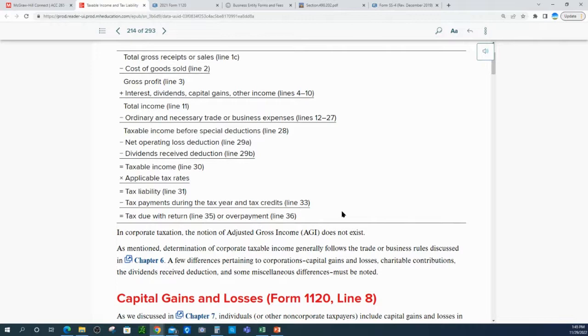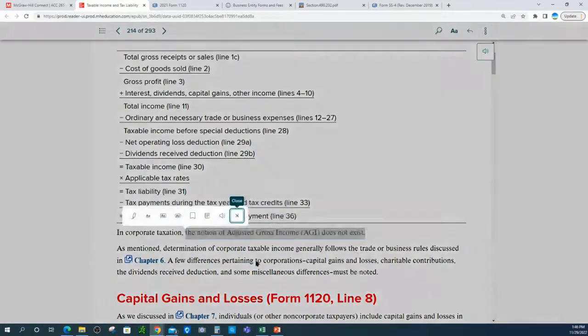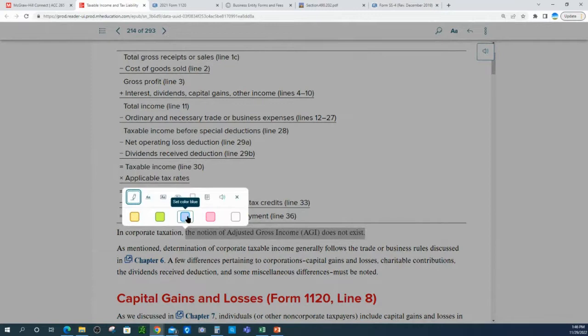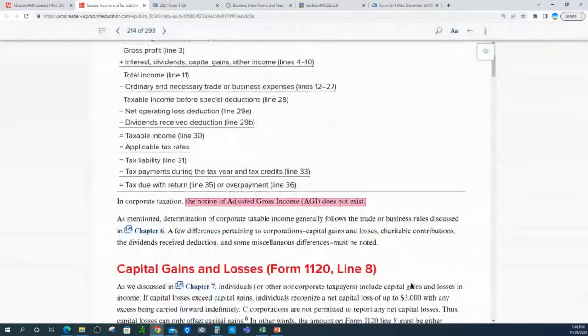To get to our taxable income, we multiply that by our applicable tax rates. The tax rate is 21%. That's it. It's a flat 21% now for corporations. That gives us our tax liability, and then we're going to subtract, just like with individuals, any payments that were made during the year and any tax credits that may be due, and work to arrive at the tax due or any refund that should be received. Okay, again, AGI does not exist for corporations. Doesn't mean anything.